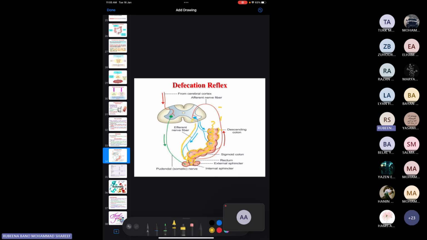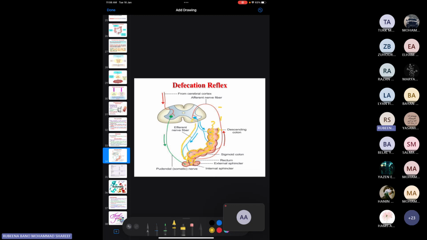But when there is desire for defecation, then this internal anal sphincter will open. If the atmosphere is favorable for defecation, fine, but in an unfavorable condition, like you are driving, or you are at a place where there is no washroom, you want to avoid defecation. That can be done by contracting the external anal sphincter, because I told you that the internal anal sphincter is a smooth muscle, it is involuntary. On the other hand, the external anal sphincter is voluntary, so you can control and avoid defecation for some time.